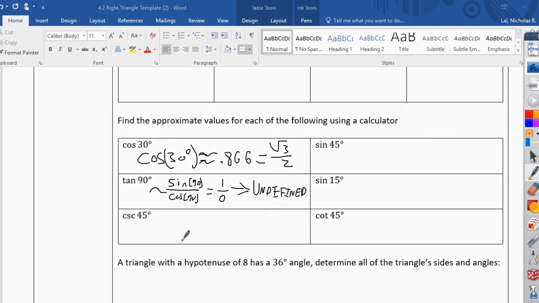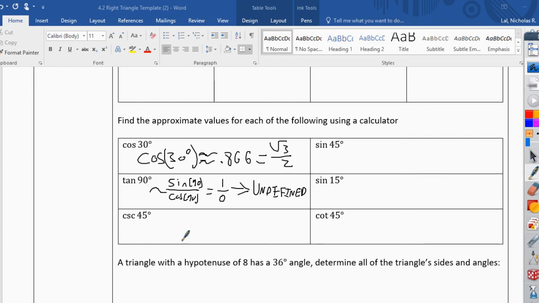So we don't have a cosecant button. But how can we find cosecant in terms of sine? How is cosecant of theta related to sine of theta? All right, how is cosecant of theta related to sine of theta?